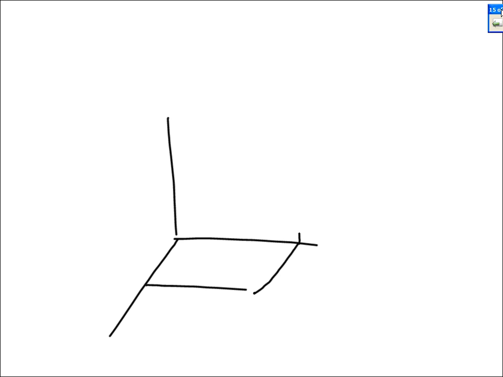How about we find the angle that they meet at? This is one plane, this is another, and they met at right angles. But what if they don't meet at right angles?